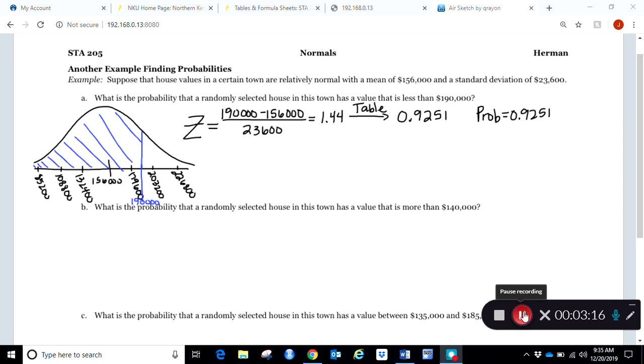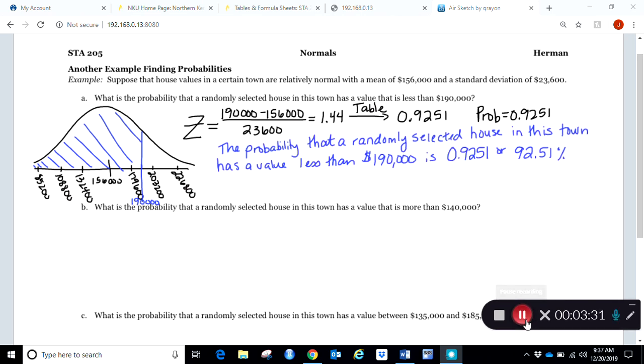Now, since the table is shaded left, and so is my picture, that 0.9251 is actually my answer. And notice that that is also bigger than the 0.5 or 50% as we knew it should be. Last, we need to interpret our probability. So then we are able to say that the probability that a randomly selected house in this town has a value less than $190,000 is 0.9251 or 92.51%.